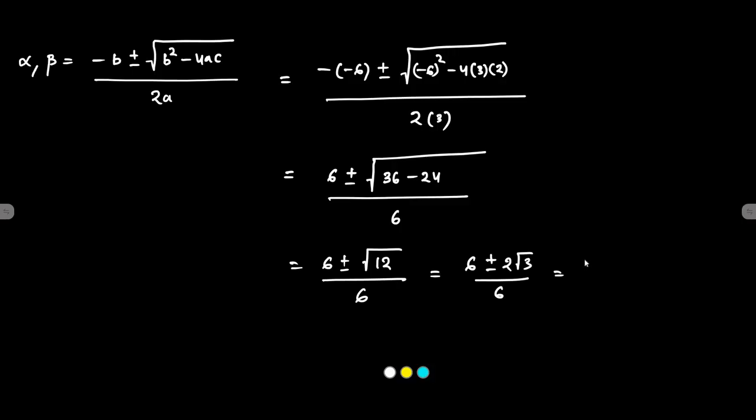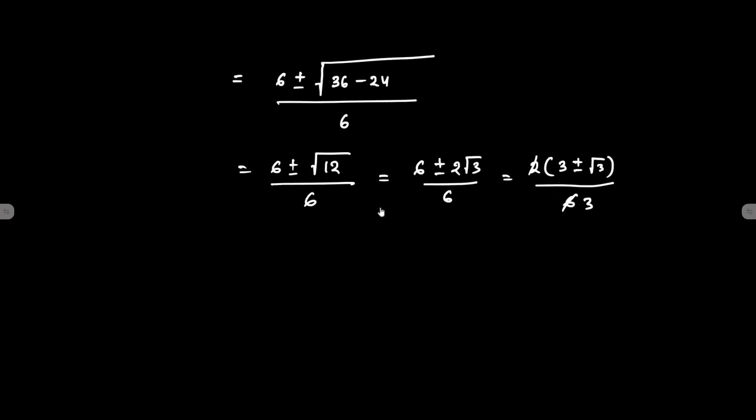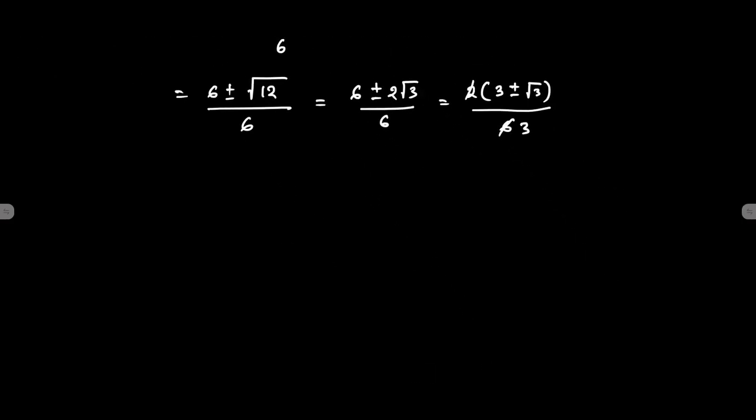So here we can write it as 2 into 3 plus minus root 3, this by 6, which gives 3 plus minus root 3 by 3. So here we have two solutions of the given quadratic equation. Okay, the first solution is 3 plus root 3 by 3.